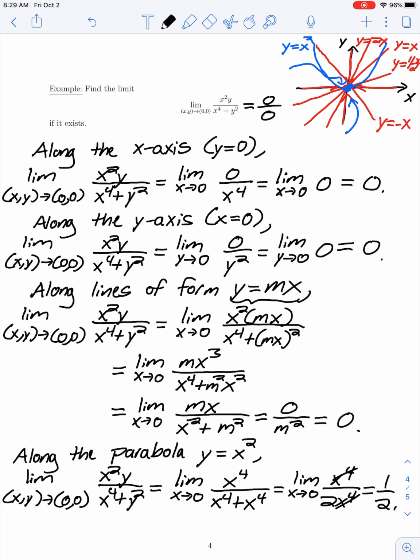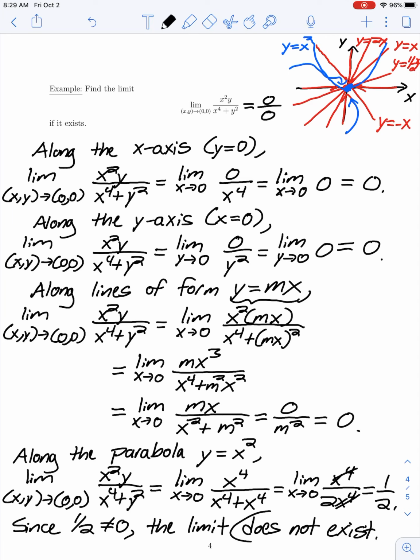And we see here that, of course, this limiting value does not agree with the 0 limiting values that we found along our other paths. So since these two values are not equal, the limit does not exist. So this example illustrates that even if we can show that the limiting value is the same along every line through the origin, if we consider a different path through the origin, we may have a different limiting value, in which case our limit still does not exist.